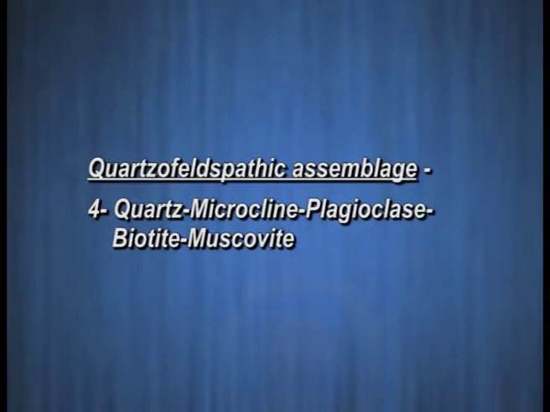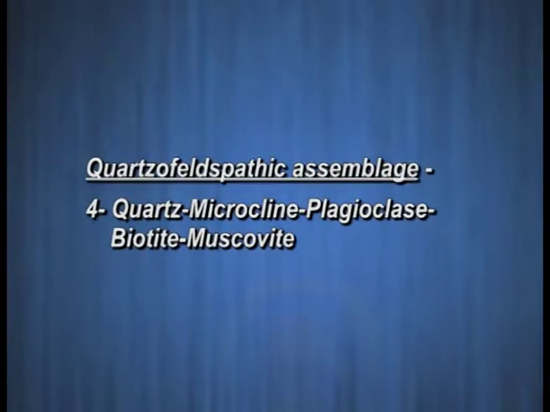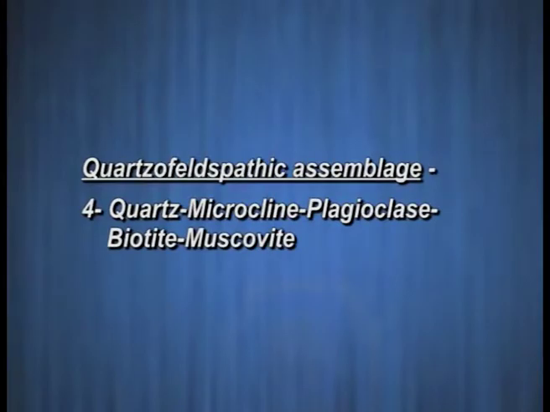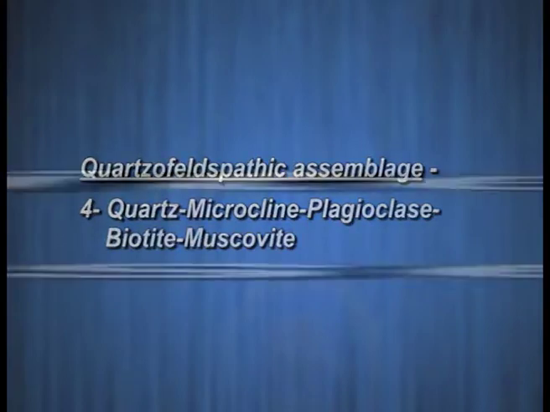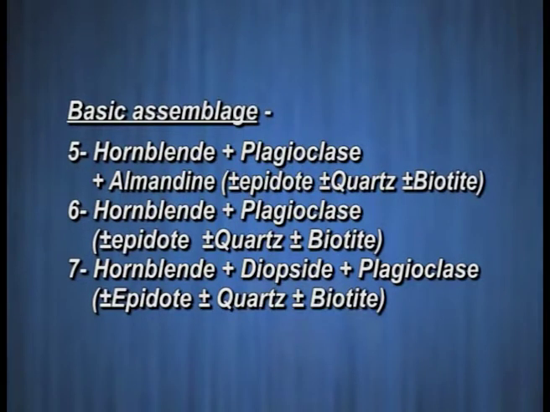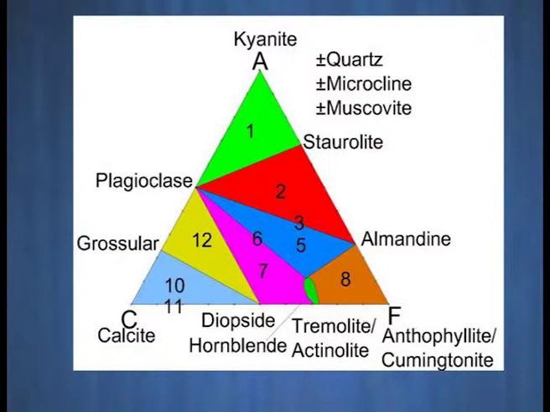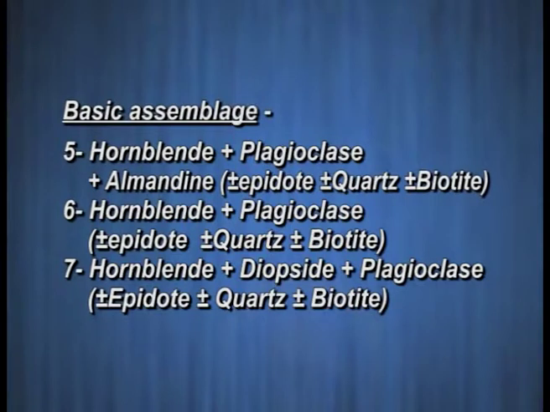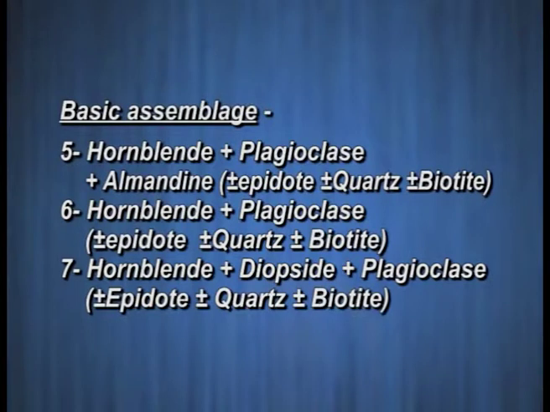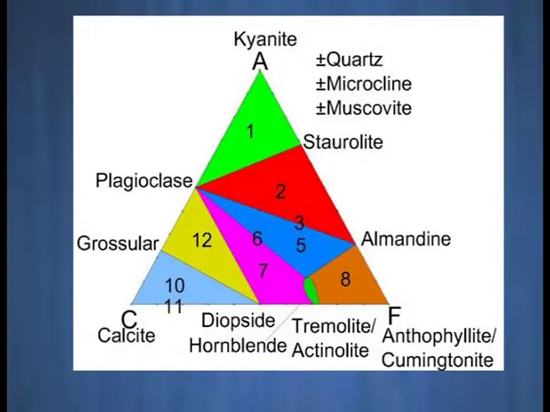Quartzo-feldspathic assemblage. Assemblage 4 is your quartz, microcline, plagioclase, biotite, muscovite. Another important assemblage is your basic assemblage. Assemblage number 5: hornblende plus plagioclase plus almandine garnet plus or minus epidote plus or minus quartz plus or minus biotite. Assemblage 6: hornblende plus plagioclase plus or minus epidote plus or minus quartz plus or minus biotite. Assemblage 7 is your hornblende plus diopside plus plagioclase plus or minus epidote plus or minus quartz.